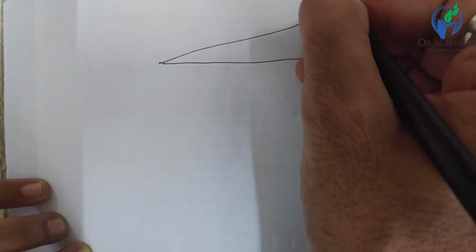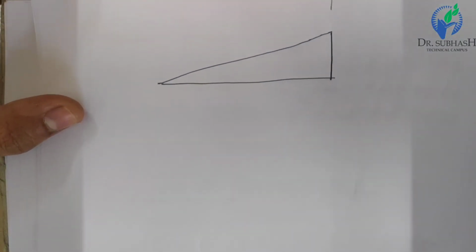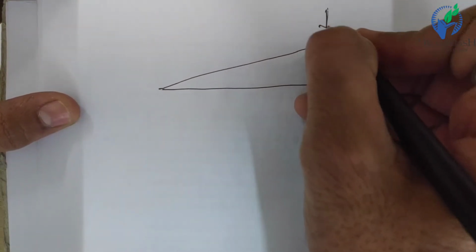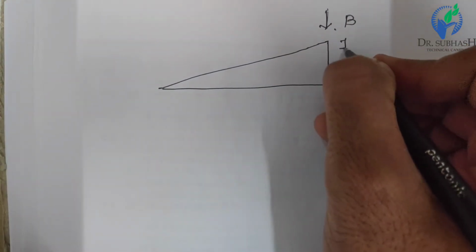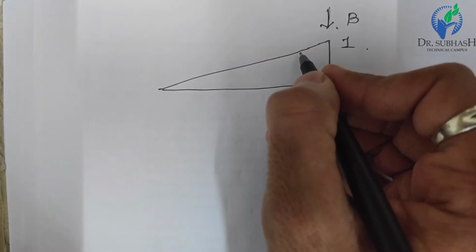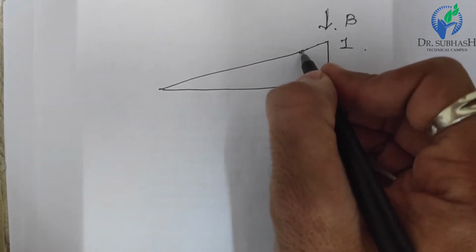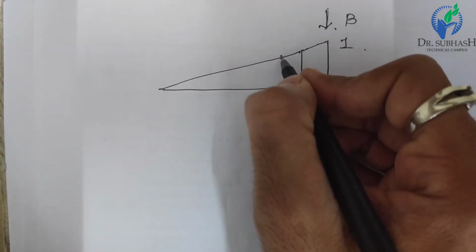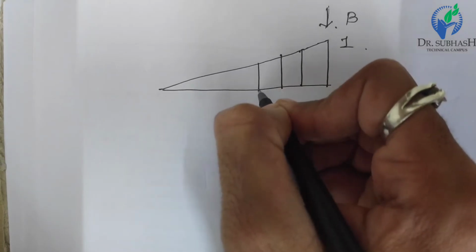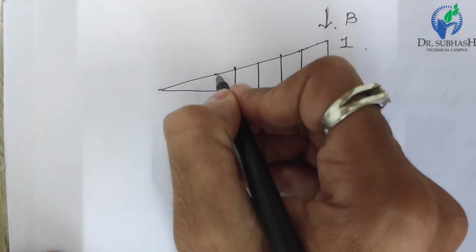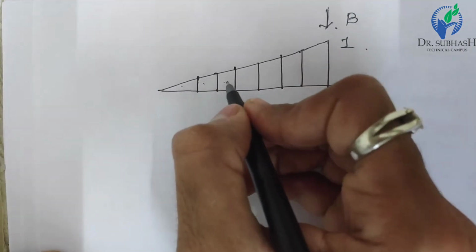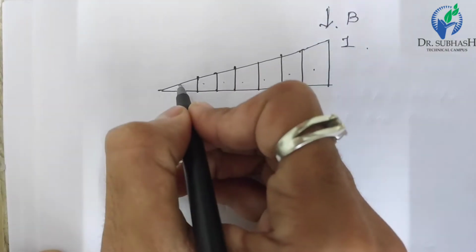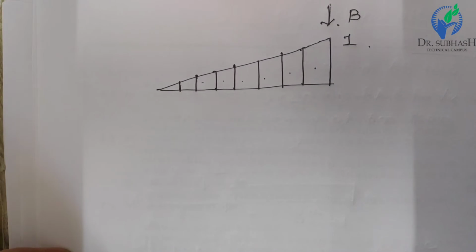Now the unit load shifts. The unit load has shifted to point B. At that time, what should be the RB? This is the RB. Again we divide the beam into 8 parts: 1, 2, 3, 4, 5, 6, 7 and 8. So a total of 8 parts is given.